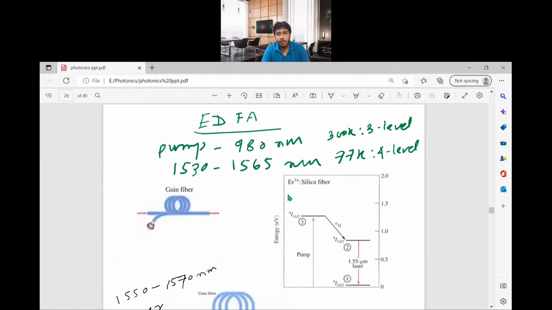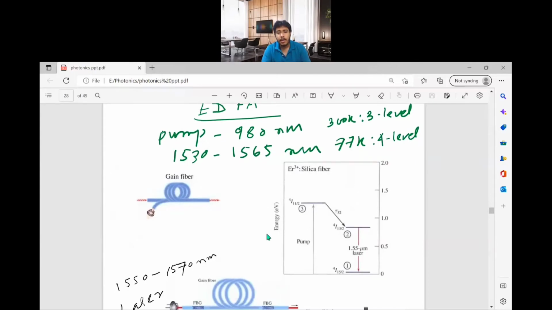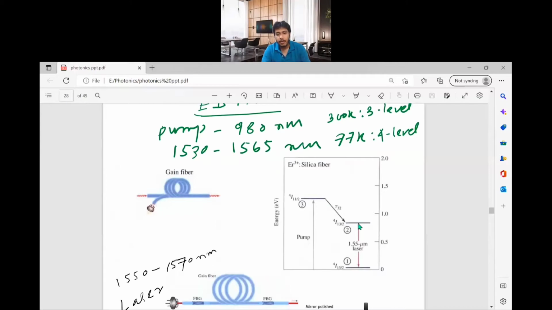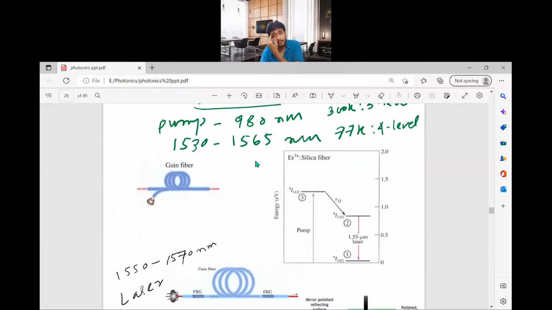So, erbium doped silica fiber. The silica fiber is doped with erbium ions. The erbium ions will jump to the higher energy level by having the pump energy, 980 nanometer. It is a three level system, so it can jump to this level, and you can have the laser or amplification action from this level 2 to level 1. So you'll get a wavelength in the range of around 1530 to 1565 nanometer.